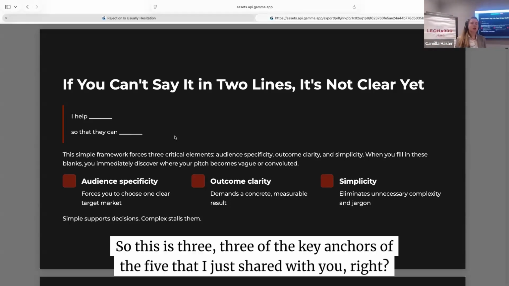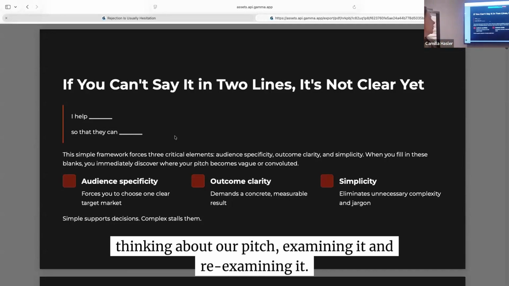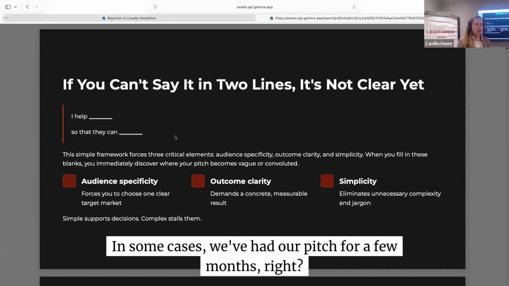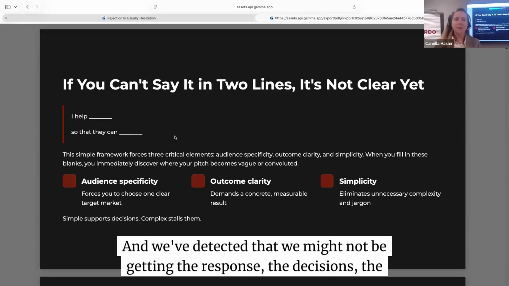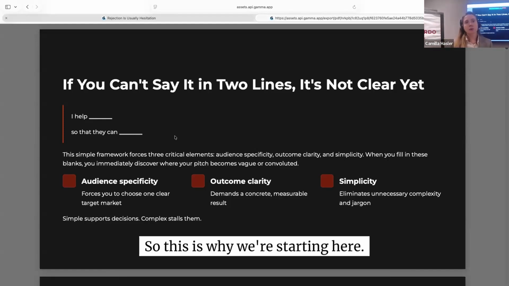So this is three of the key anchors of the 5 that I just shared with you. And why is this so important? Because like I said, we're getting into the mode of actively thinking about our pitch, examining it and re-examining it. In some cases, we've had our pitch for some time, in some cases for a few months, and we've detected that we might not be getting the response, the decisions, the outcome to our meetings that we want. So this is why we're starting here.